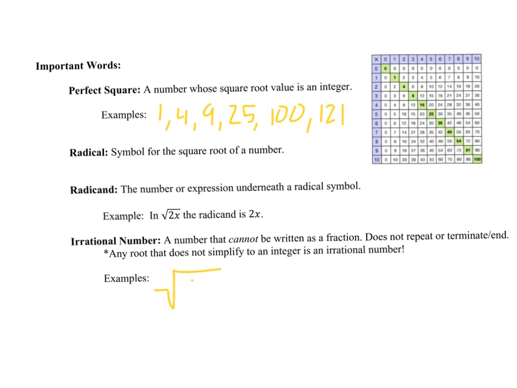So the square root of 2, the square root of 3, the square root of 4 would be 2, so that's not irrational. Square root of 5, those are all irrational. And if you think higher, the cube root of 2, that would be irrational because we cannot take a number and cube it to get 2.